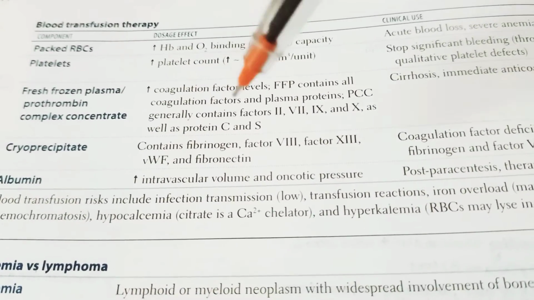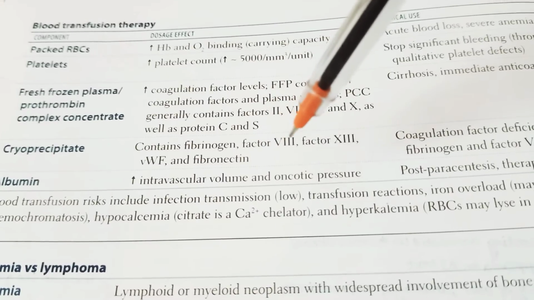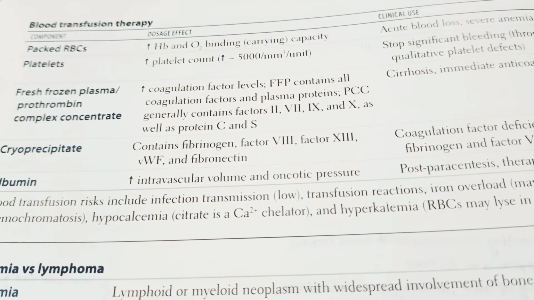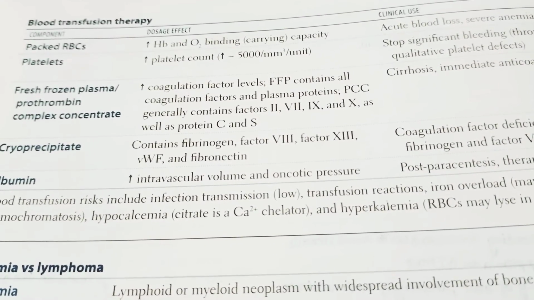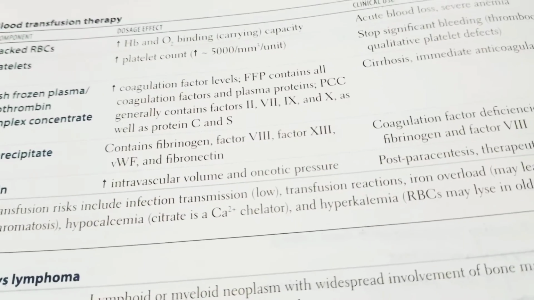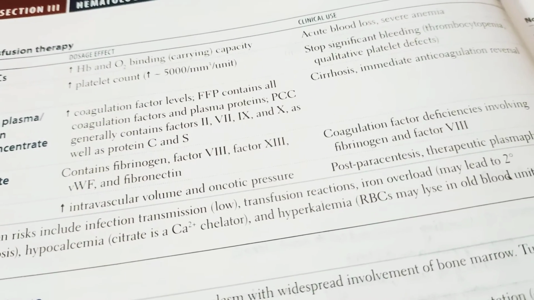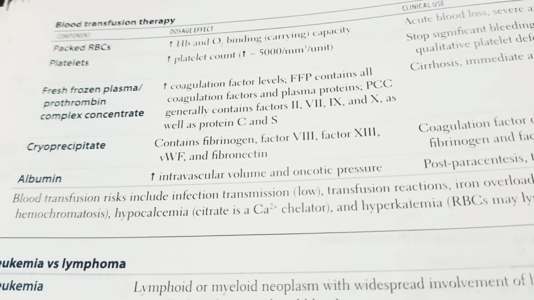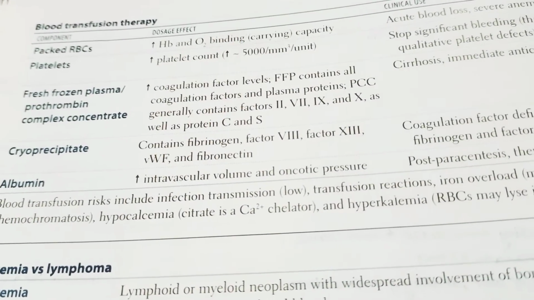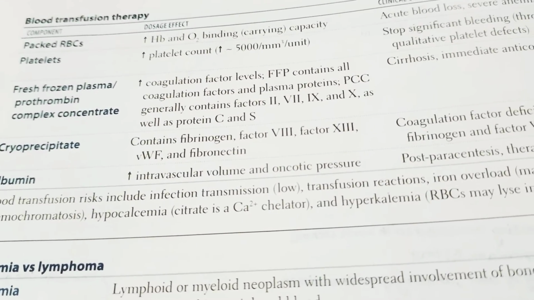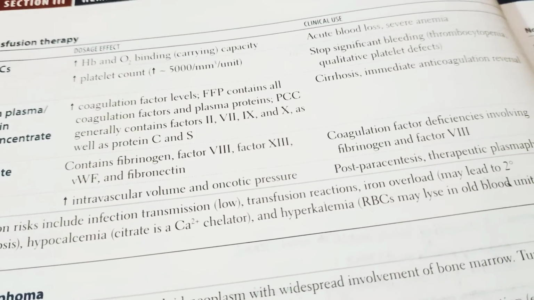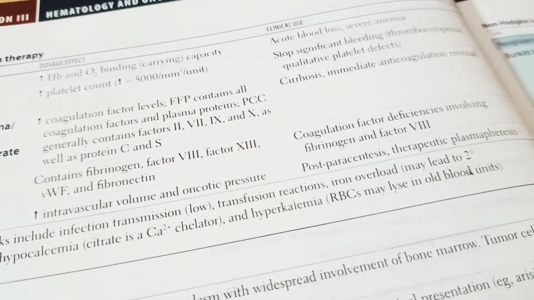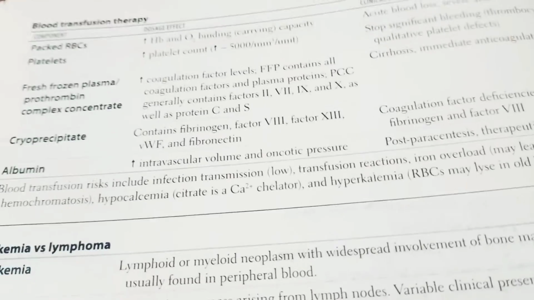Cryoprecipitate. It contains mainly fibrinogen, factor 8, factor 13, von Willebrand factor, and fibronectin. So it is used especially in coagulation factor deficiencies, mainly involving fibrinogen and factor 8. Okay. Albumin is given to increase intravascular volume and oncotic pressure. So it is used mainly post paracentesis and in therapeutic plasmapheresis.